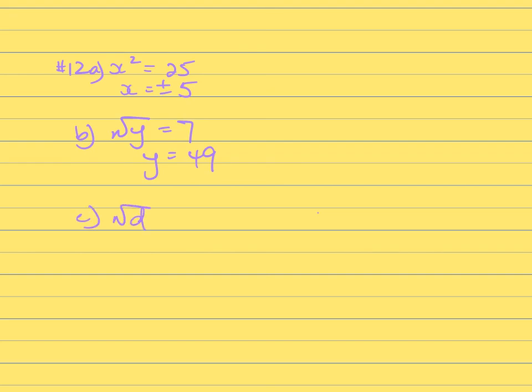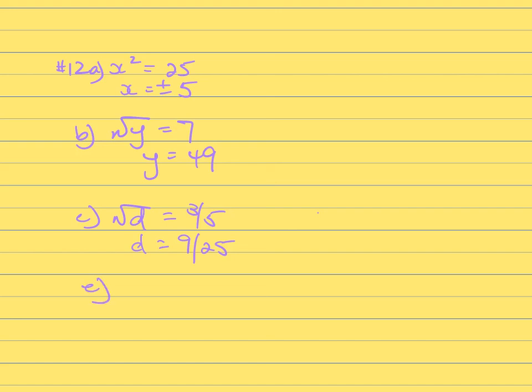And finally, number 12. So number 12, x squared is equal to 25. So x is equal to plus or minus 5. 12a. 12b, the square root of y is equal to 7. So therefore y must be 49. C, the square root of d is equal to 3 over 5. Therefore d must be 9 over 25.